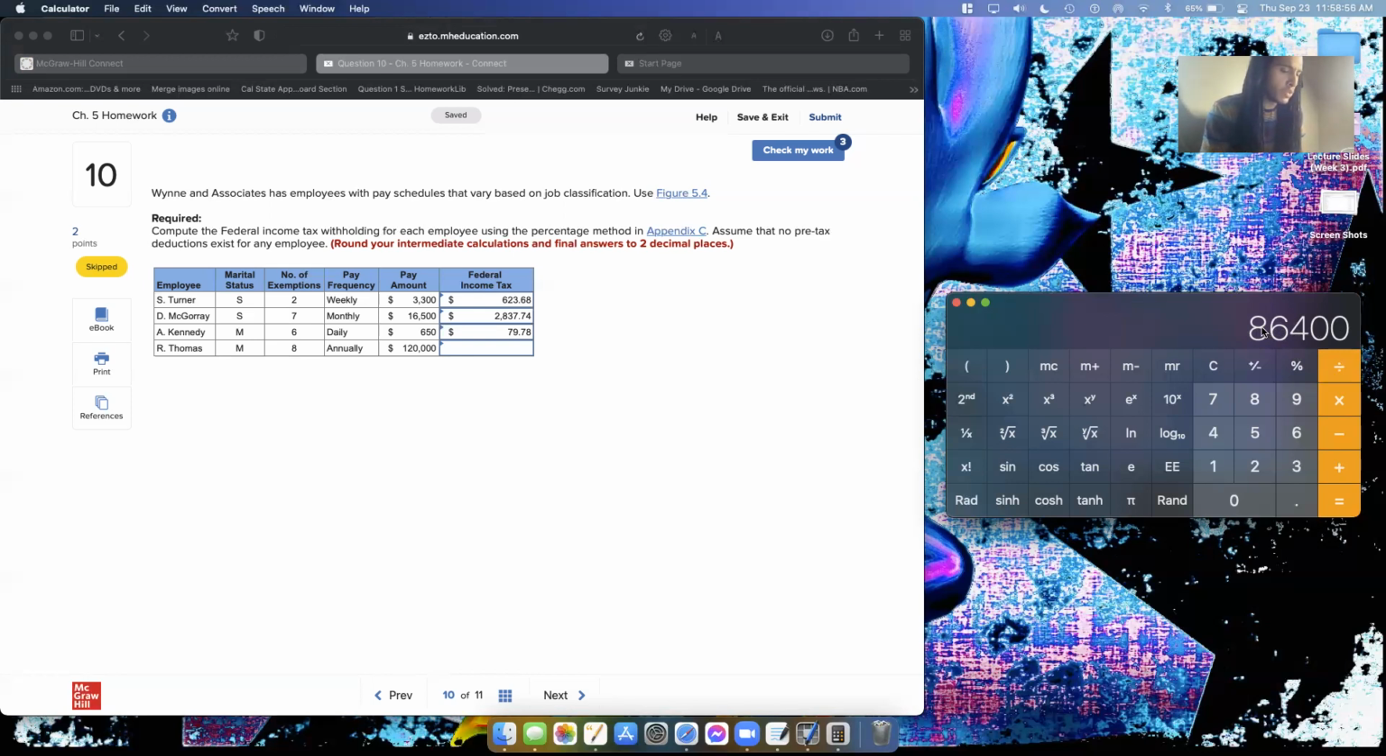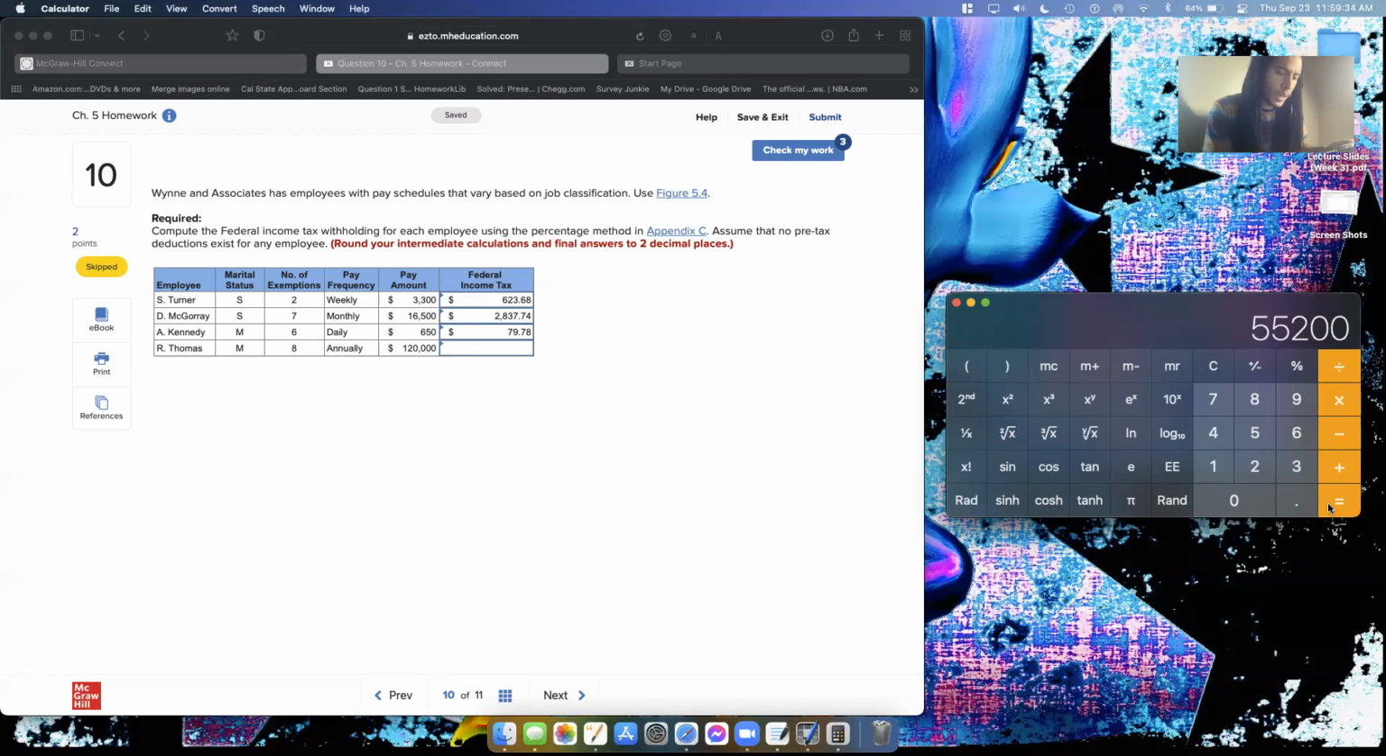So if we go to page 405, you will see that 86,400 is in between the range of 31,200 and 90,750. So that means 86,400 minus the minimum of that range of 31,200 gives us an excess of $55,200. The next question is, what is the variable percentage for the federal income tax to withhold?